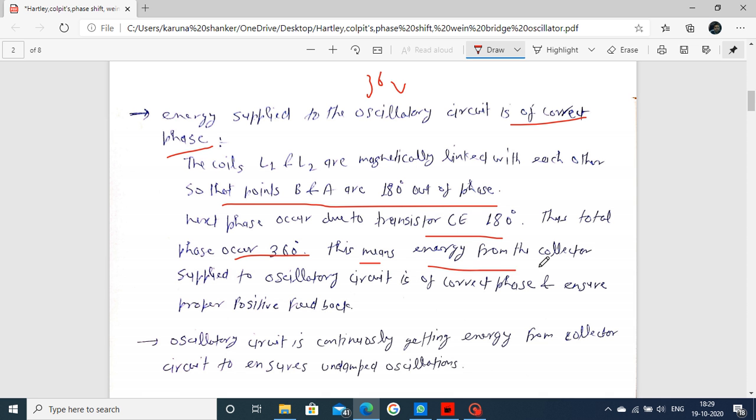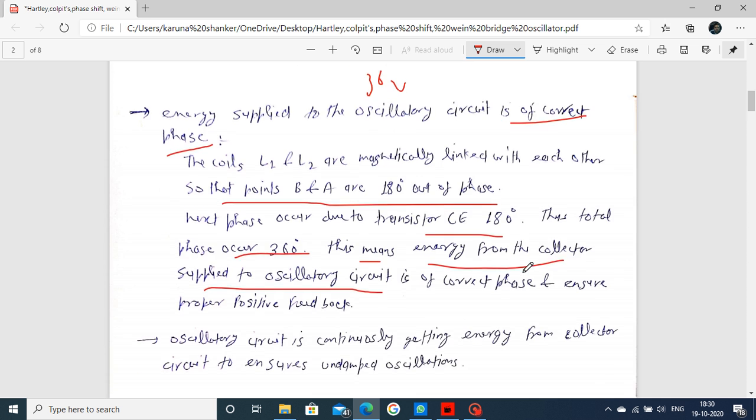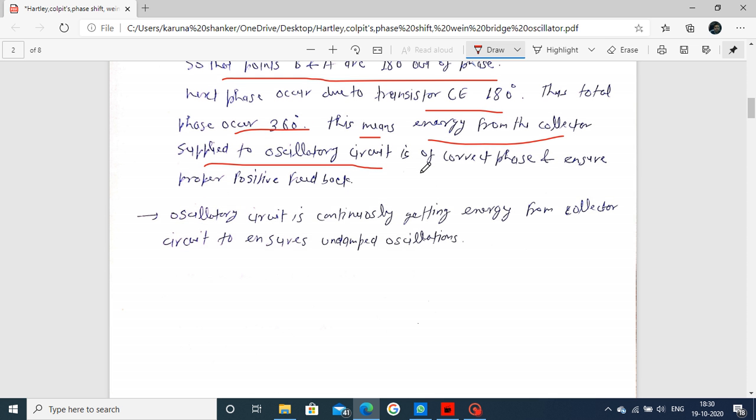This means the energy from the collector is supplied to the oscillatory circuit. This is written here: the collector supplies the oscillatory circuit. The correct phase in the oscillatory circuit ensures proper positive feedback. Positive feedback is present, meaning 360 degrees is obtained due to the phase shift from input to output and from output through feedback to input. There is a 360 or 0 degree shift. This oscillatory circuit continuously gets energy from the collector circuit to ensure undamped oscillation.